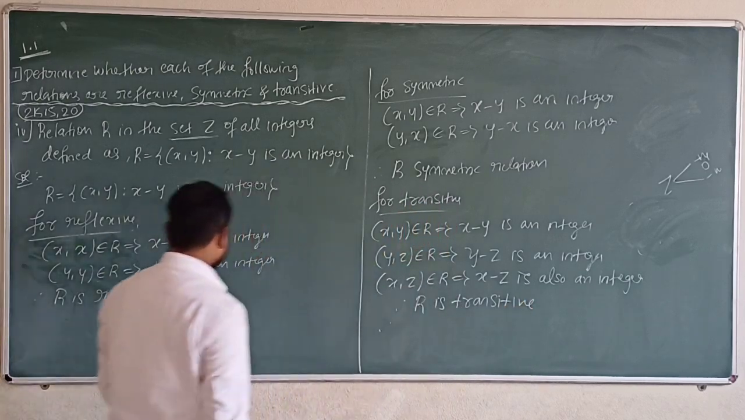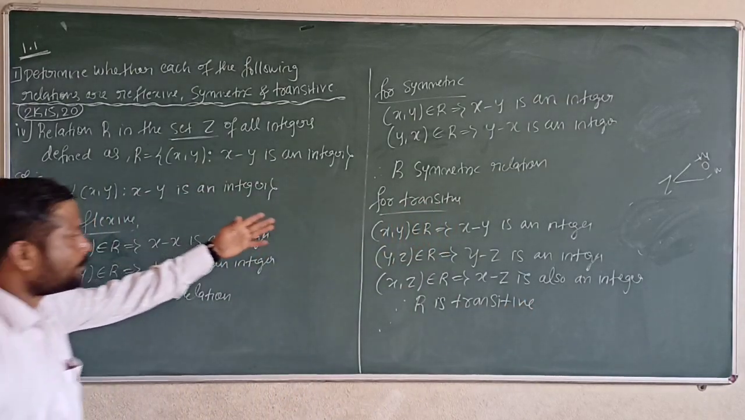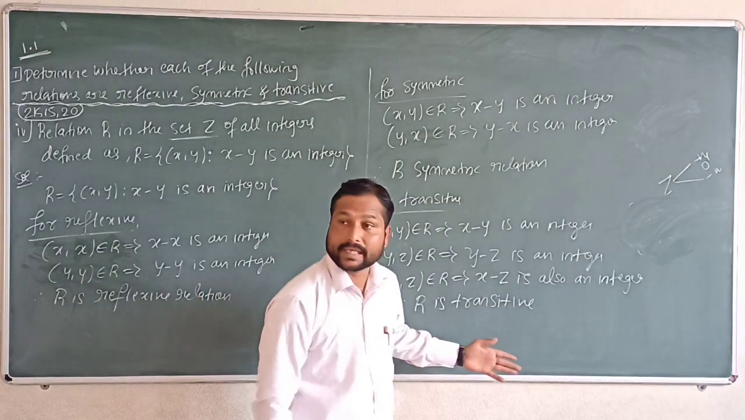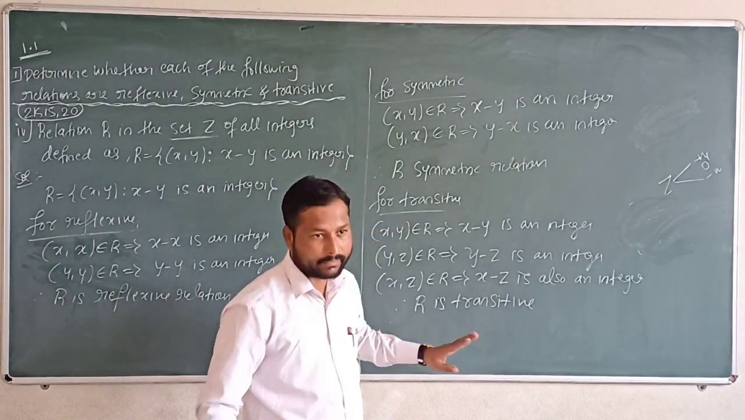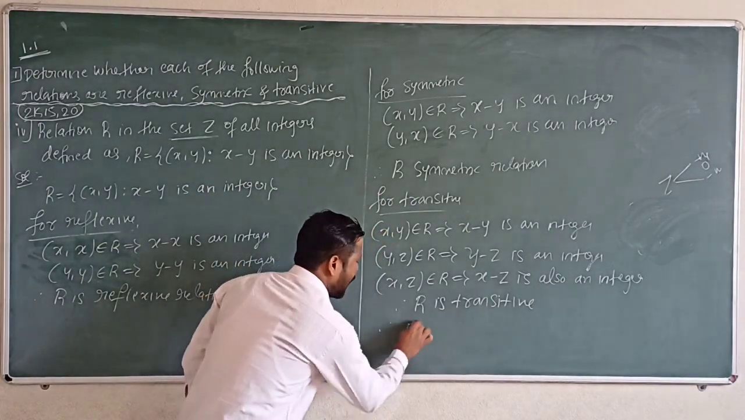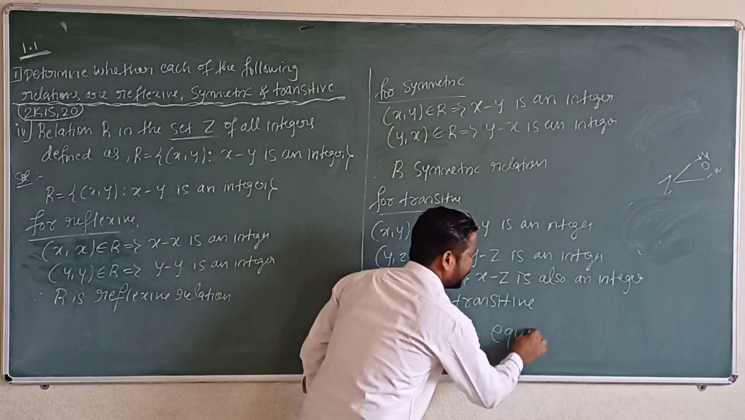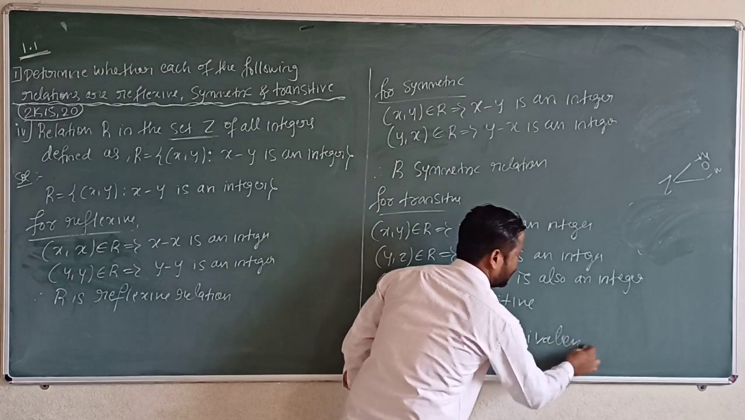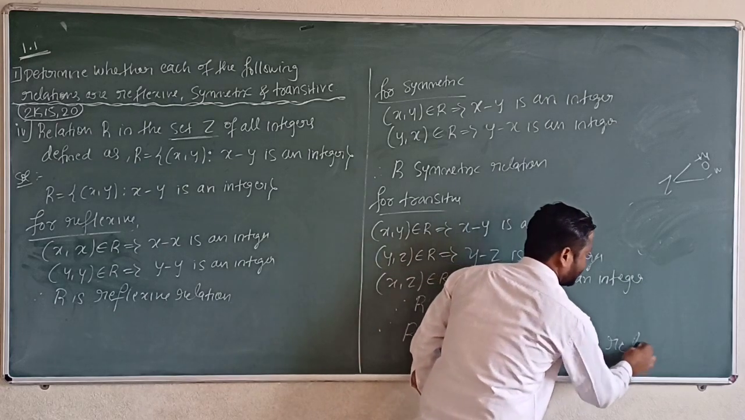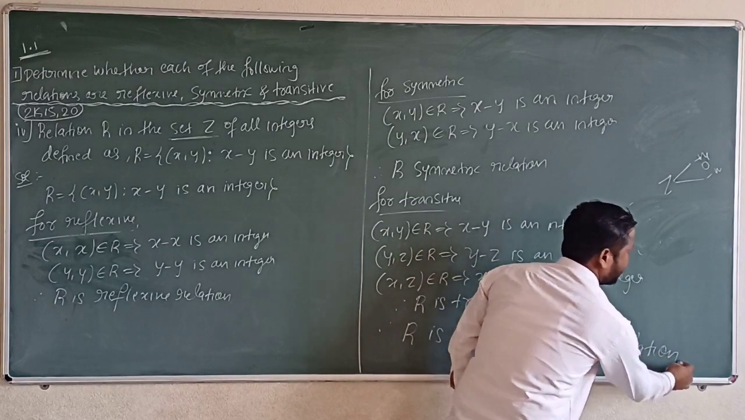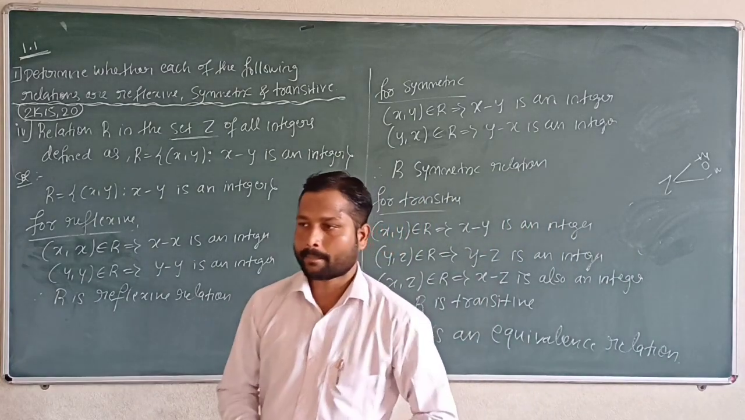So therefore the relation R is reflexive, symmetric and transitive. Hence it is said to be an equivalence relation. So therefore R is an equivalence relation.